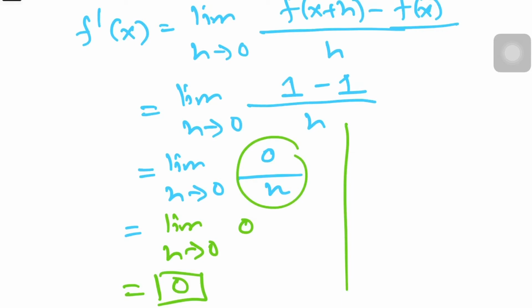Now, you should always double check your answer using the derivative rules that you already know. So let's take the derivative of 1. As we know, the derivative of 1 is just 0. So our answer is correct.